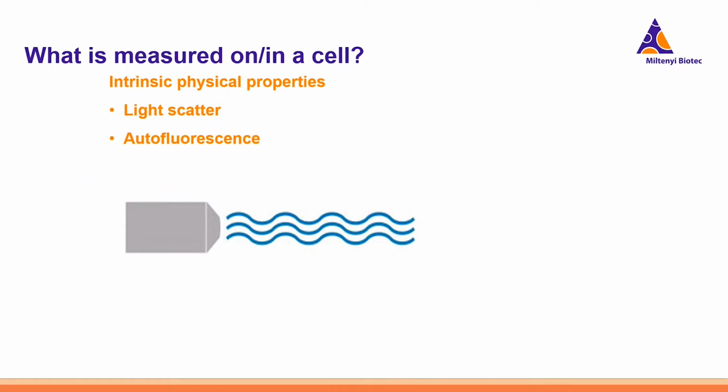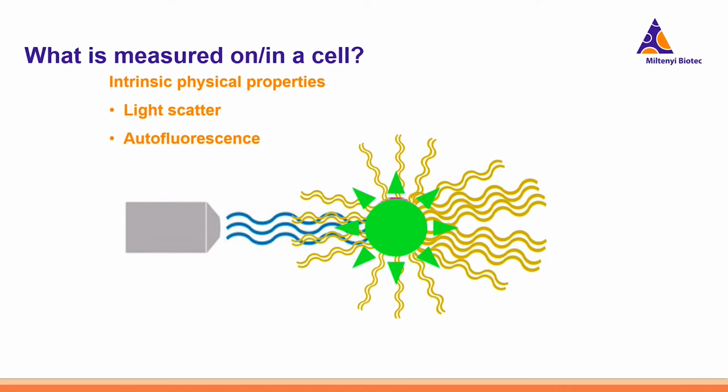So let's think about what is measured on or in a cell. And so we're going to first look at intrinsic physical properties of just the cell itself. And so here we have a laser, and my cell is going to come in contact with the laser, and there's nothing added to the cell right now. So we're looking just at scatter properties of the cell. In the front here of your flow cytometer, there is a detector, and it is known as forward scatter detector. So it is going to pick up this FSC signal.